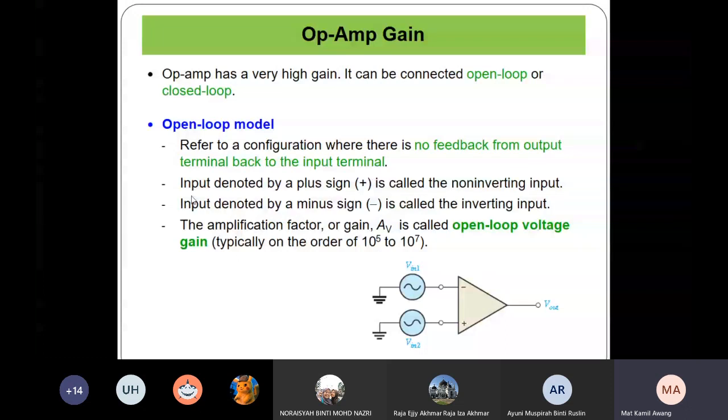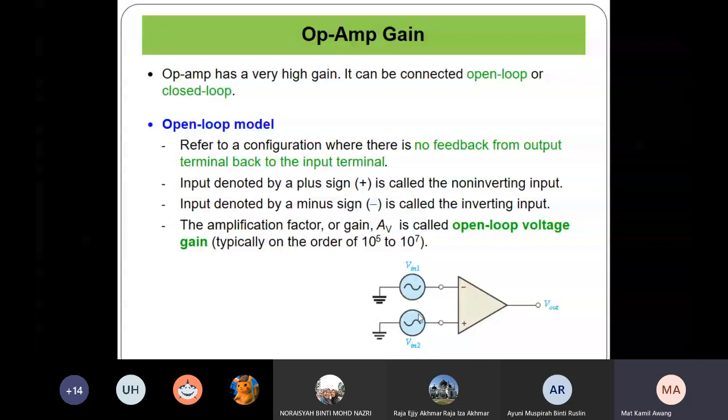Input denoted by a plus sign is called a non-inverting input. And the input denoted by the minus sign is called the inverting input. So in this example, you have two different input signals. You can see this symbol here. This is the inverting input and this is the non-inverting input. So the signals of these two are 180 degrees out of phase, right?